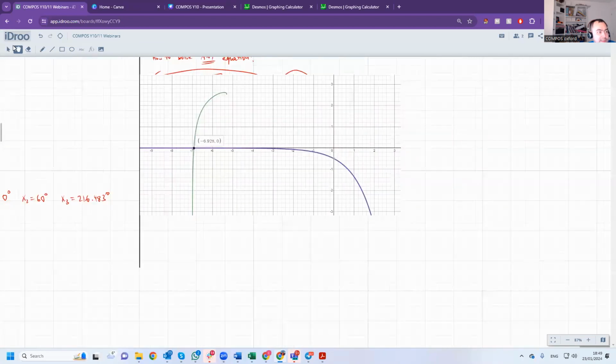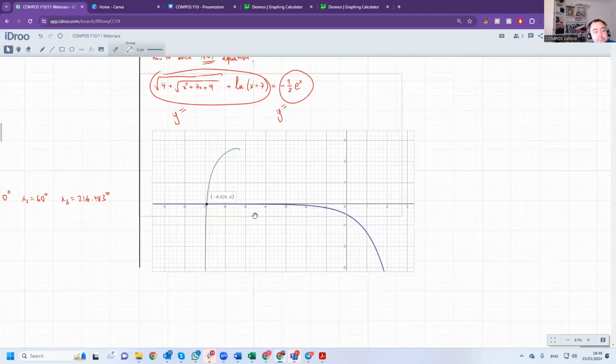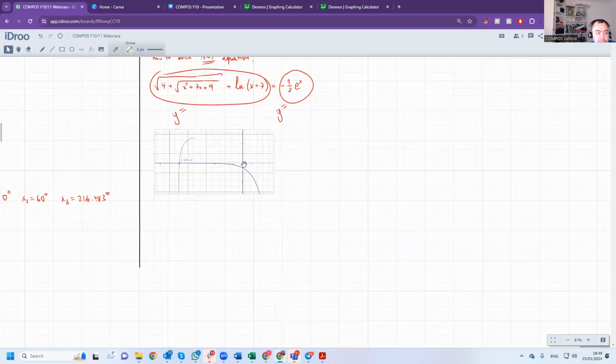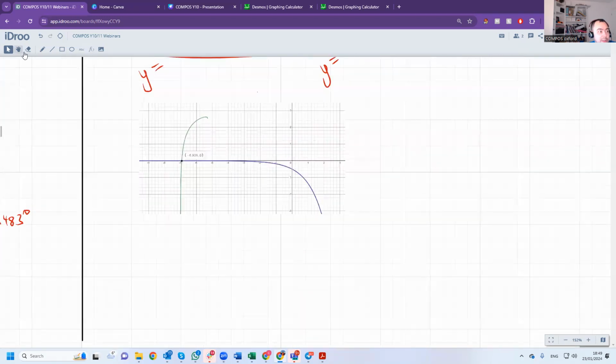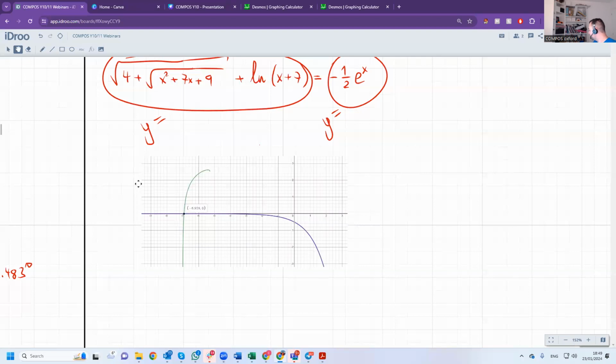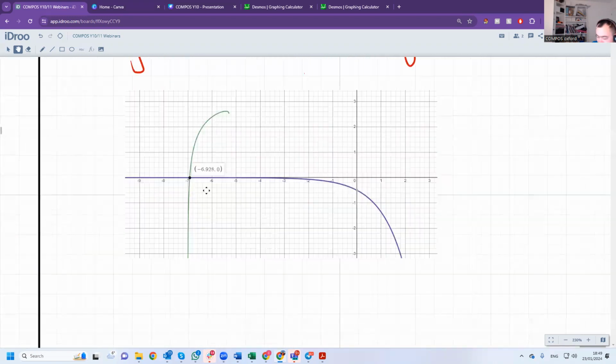So I really want you to appreciate the method. And this is how you solve some difficult equations in A levels. In A levels, you are expected to use a graphical calculator, like this one. It allows you to draw a graph, and it will show you the points. So the answer is x is minus 6.928.